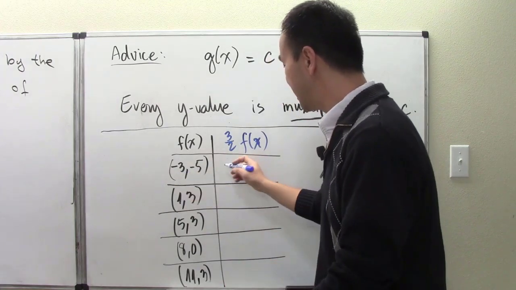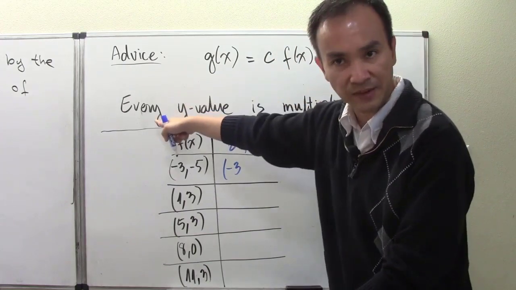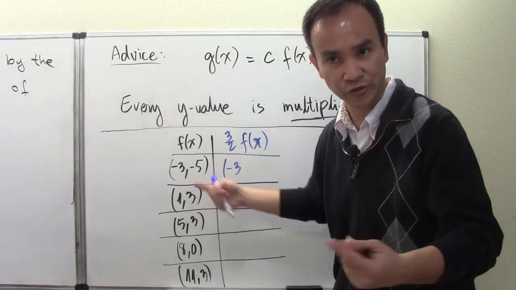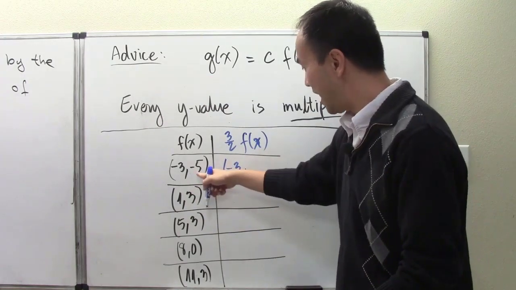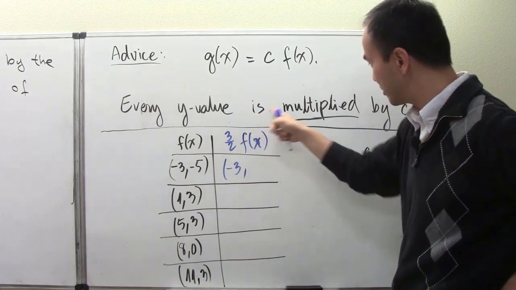-3 stays the same because it's the x value. Nothing is stated about the x value in this statement right here, so keep it the same naturally. But then the y value, we multiply the y value. Every y value is multiplied by c.